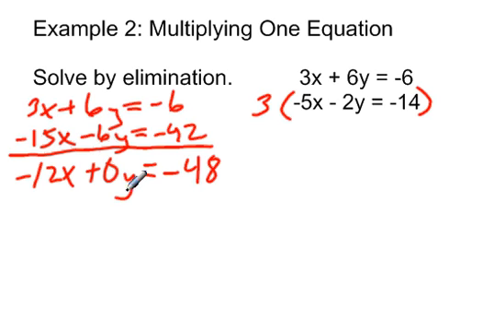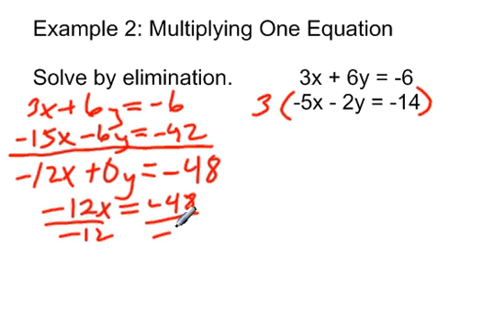Now obviously 0y means 0, so I'll rewrite my problem here. I have negative 12x equals negative 48. So if I divide both sides by negative 12, then I'm left with x equals a positive 4 because we have a negative and a negative that can cancel out.